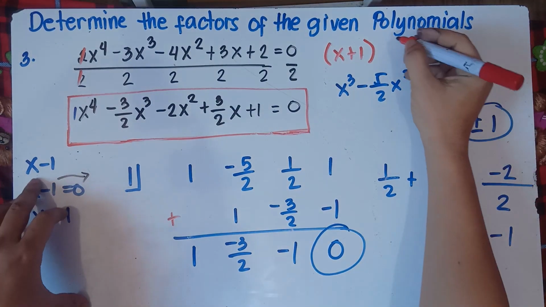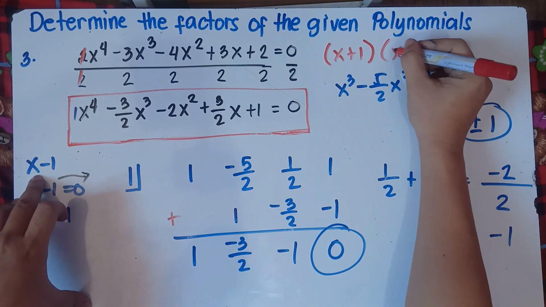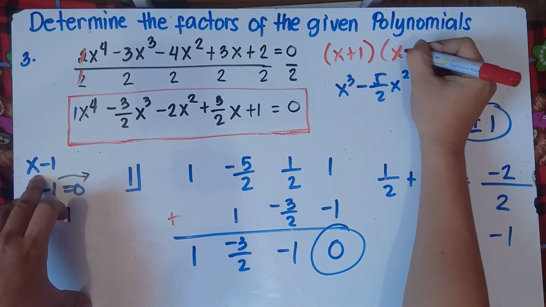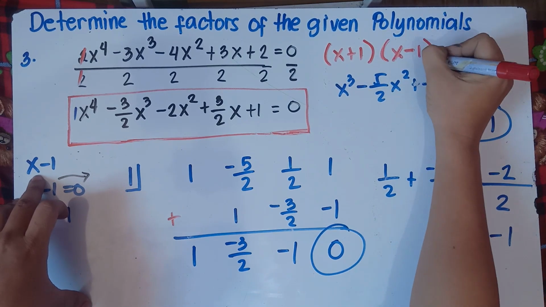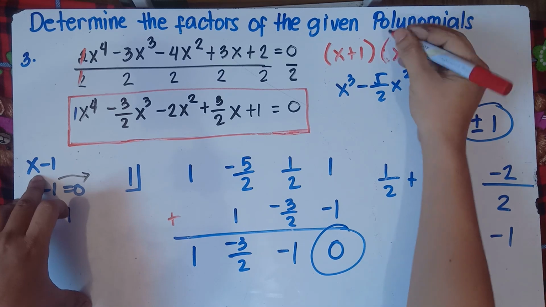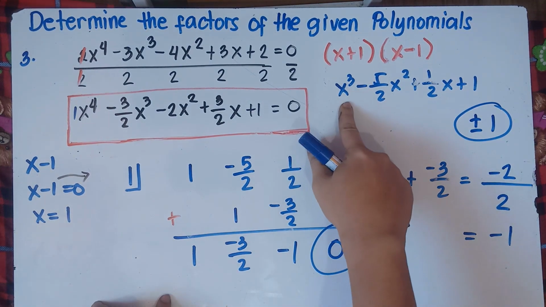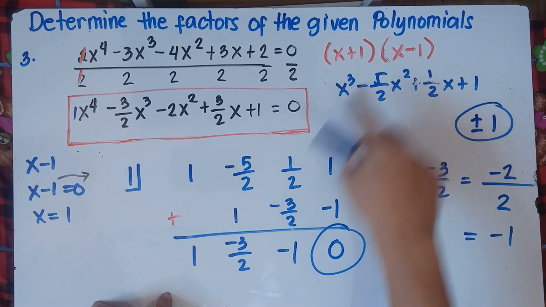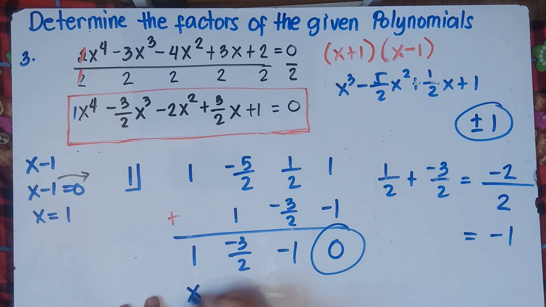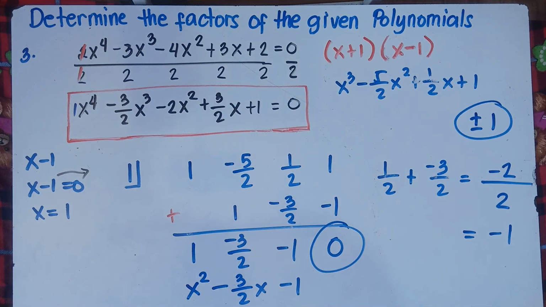So we have x minus 1, another factor. Alright, and this will be our answer, class. If this is x cubed, so we have x cubed divided by x, this will be x squared. So our answer will be x squared minus 3 over 2x minus 1.